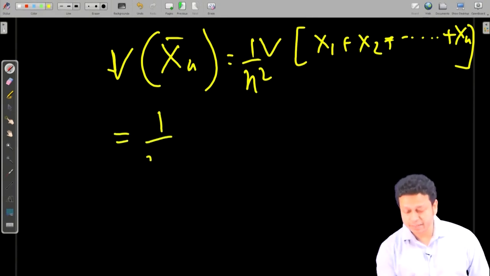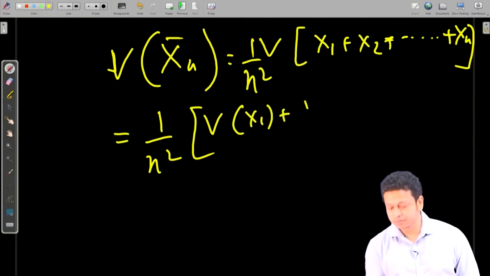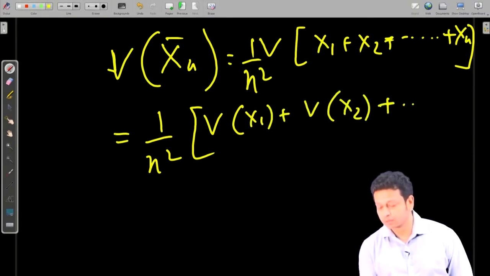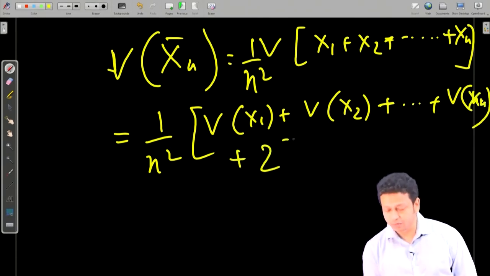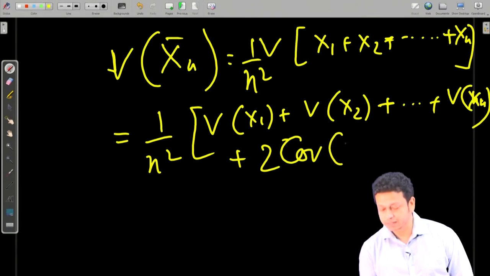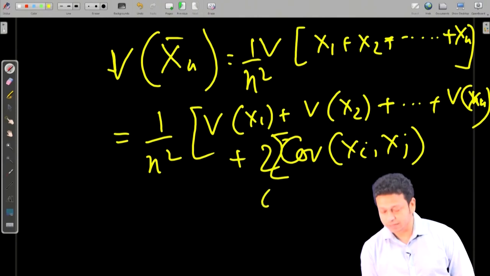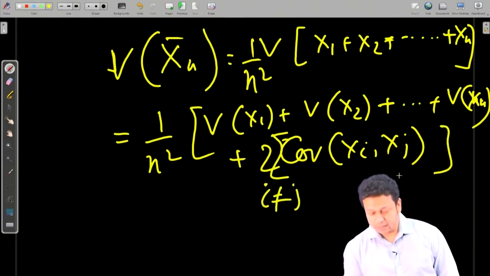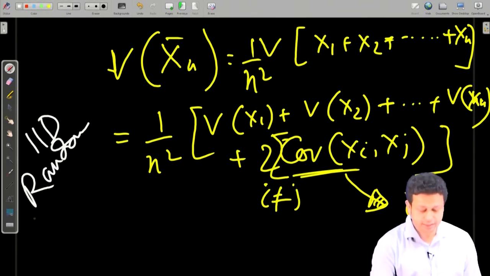So, it is going to be 1 by n square, and if I take the variance, I will have V of x 1, V of x 2, dot dot dot, V of x n, and then you will have all these covariance terms, covariance of x i, x j, where i is not equal to j. Now, these covariance terms will be 0, because we are considering IID random variables here also.